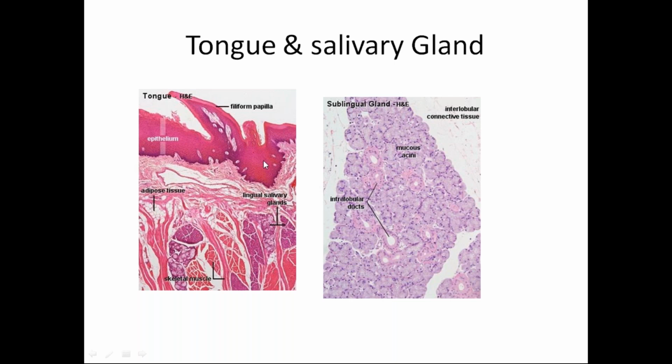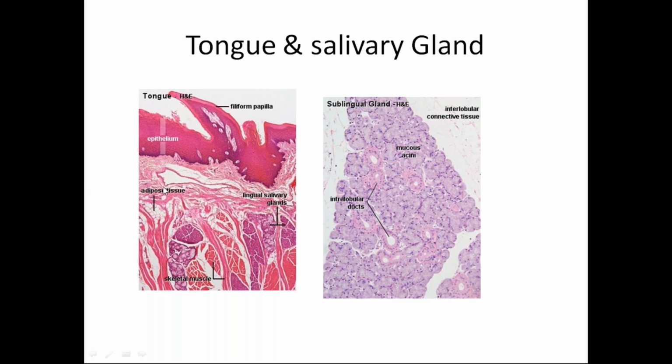The tongue, the dorsum of the tongue has stratified squamous epithelium, and these are the projections that it has. These are the papillae. So the thin pointed papillae are the filiform papillae. They are there on the dorsum of the tongue, which make the tongue surface rough.